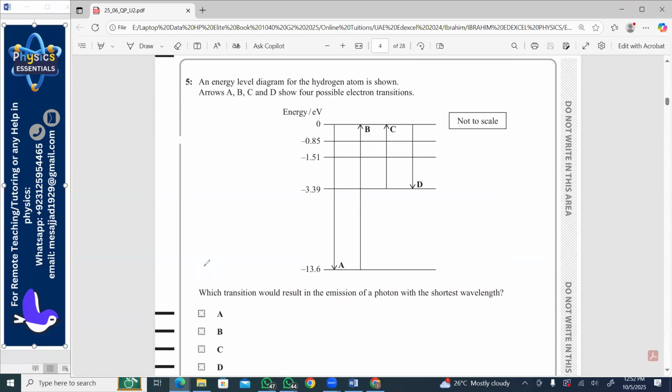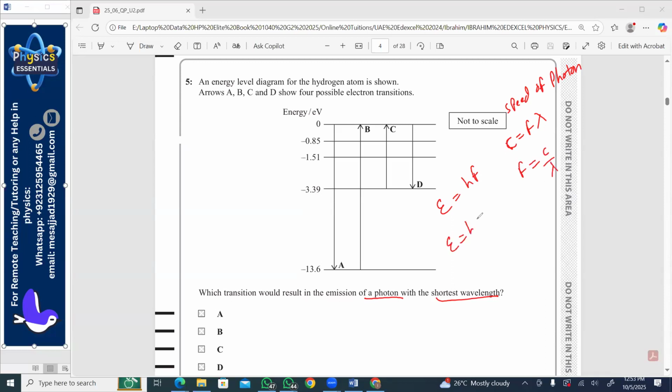So it is mentioned electron. Remember, it's not a photon. Oh yeah, sorry, it's photon. Emission of photon with shortest wavelength. So energy of photon is E equals hf, but we know that photon travels at speed of light. So the speed of photon is c equals f lambda, and from here f equals c over lambda.